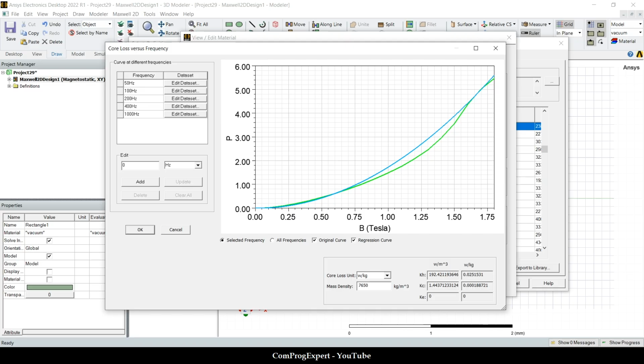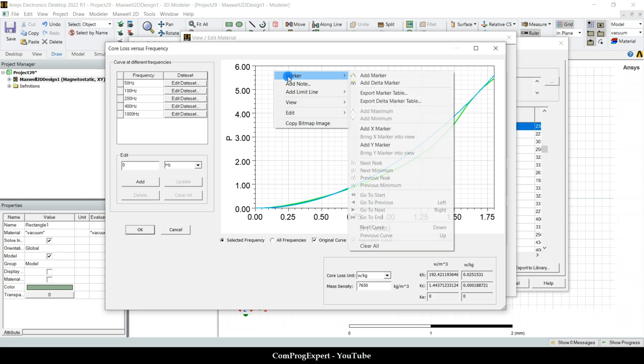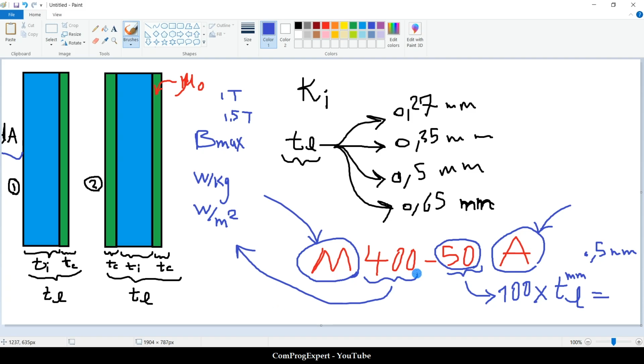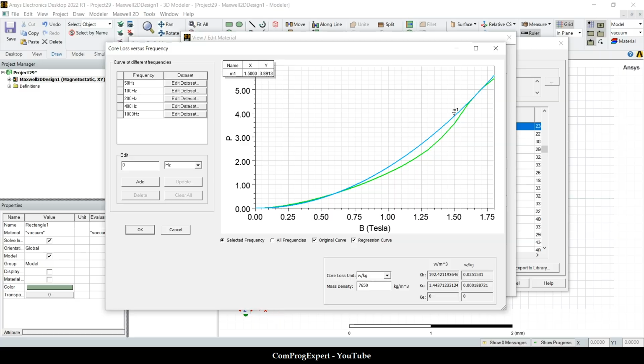So what is the value for 50 Hertz and 1.5 Tesla? What is the value of the loss per kg? 3.89, close to 4. So 100 times that is 400. Okay. And you can now realize what these numbers are.